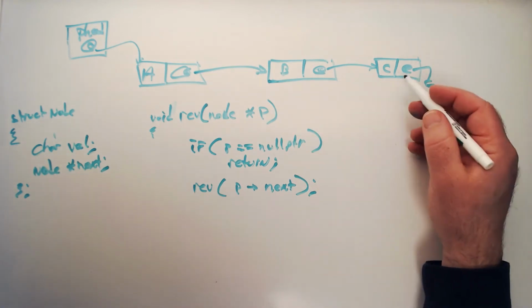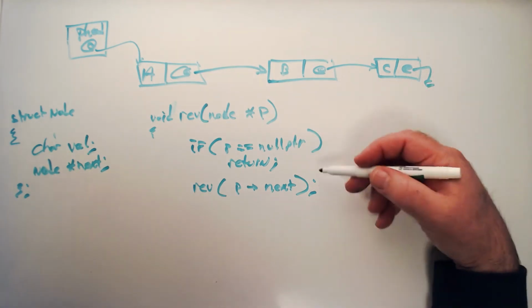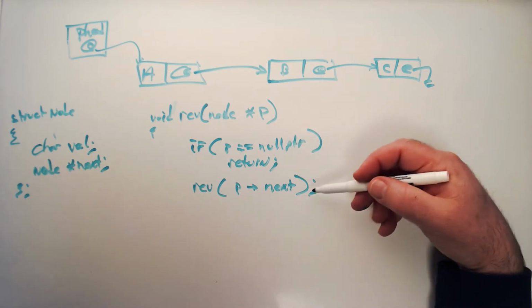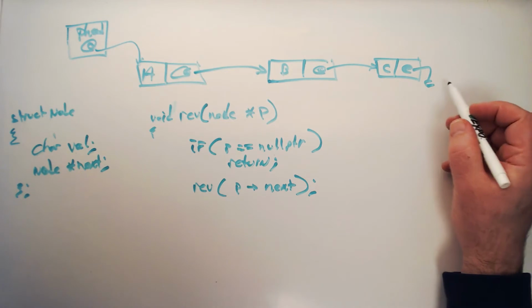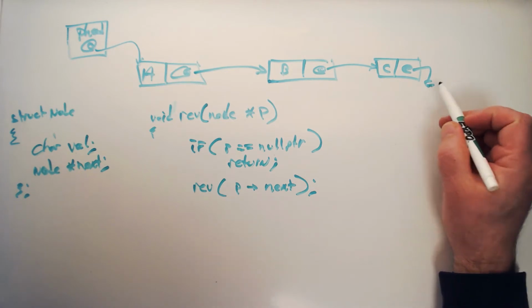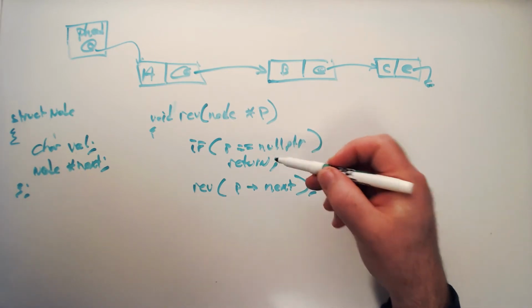This time P will be pointing at C over here, and it'll ask, is it null? No. Okay, let's go to rev P next. It comes back in here. Now P will be null. Okay, so this is true, and it will return.